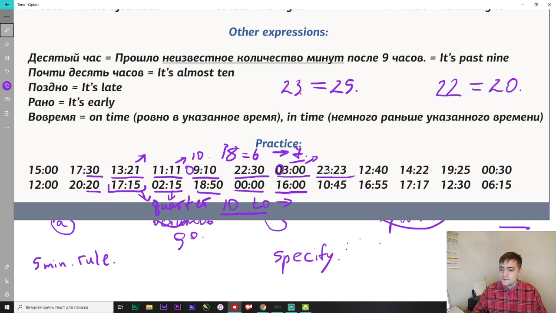Next, 23:23. Guess what we're doing? We round this time and we get 25, right? So we say it's 25 past 11. Next, 10:45. Well, if we do the math, we understand that we have only 15 minutes left before the next hour, and our next hour is 11 o'clock. So we say it's quarter to 11.